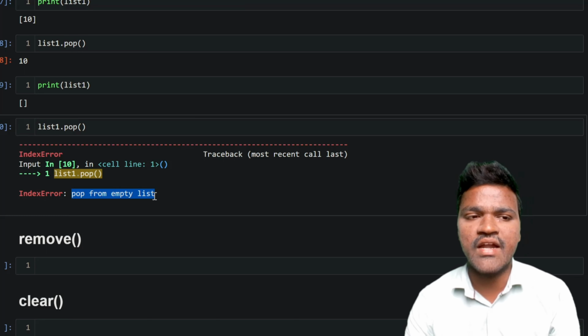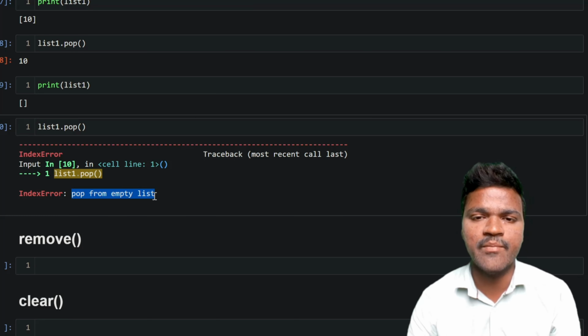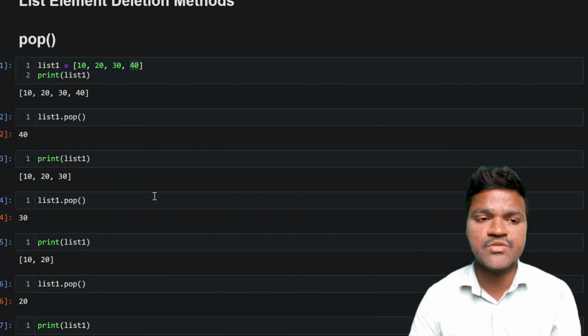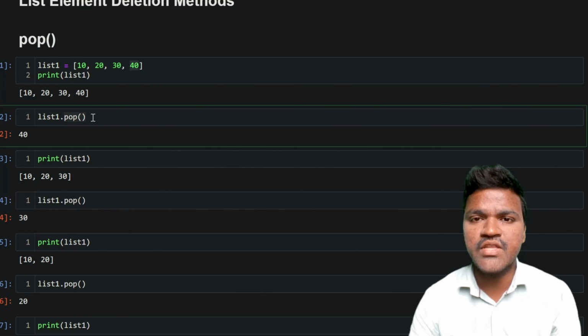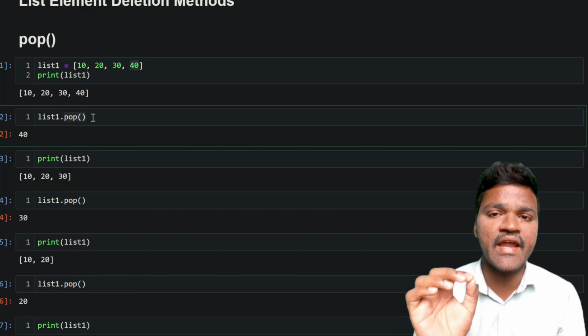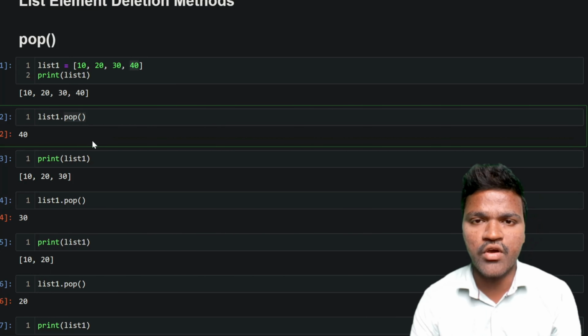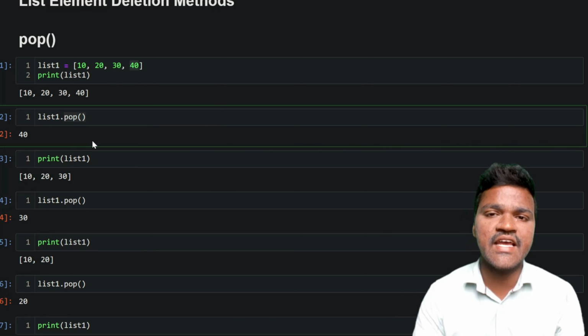In order to make you understand, I removed all the elements one after the other. I hope you are able to understand the usage of pop. Pop removes the element that is present at the end of the list. So whenever we use pop more and more times, the most recent elements get removed.